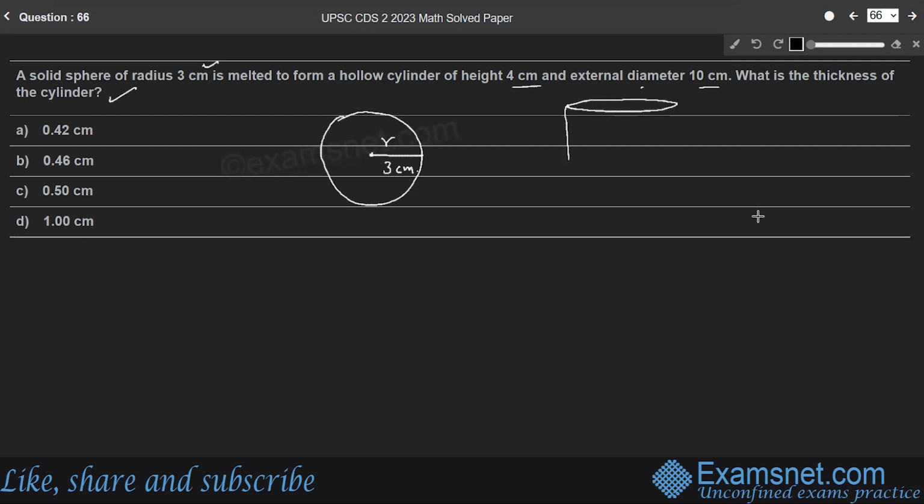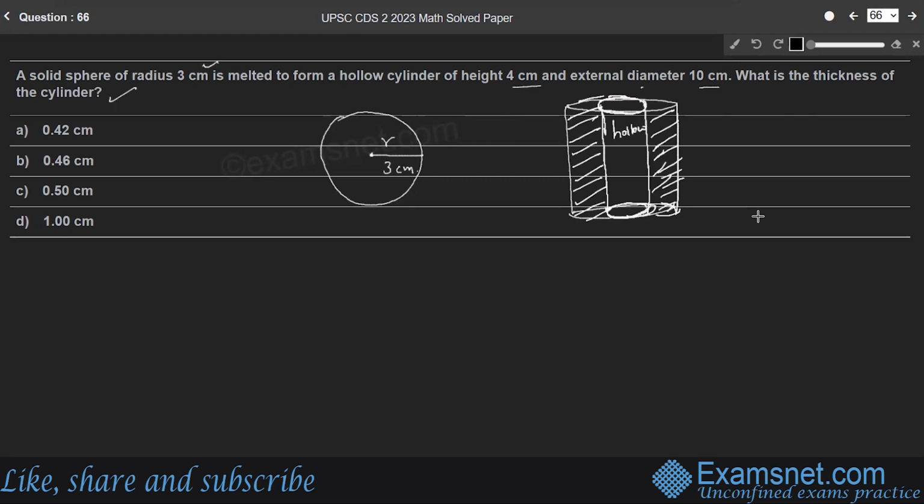Hollow cylinder means, right? So this is a normal cylinder. Some portion of the cylinder inside is empty, which is called a hollow cylinder, like this. So this inside portion is empty. We have to consider only the shaded part, which I'm showing now. And the inside portion is hollow, that means empty, right?